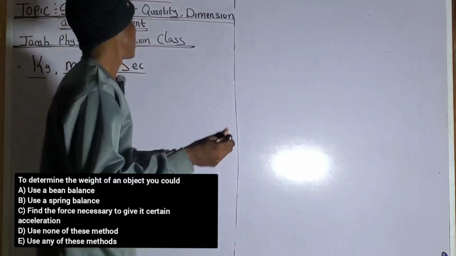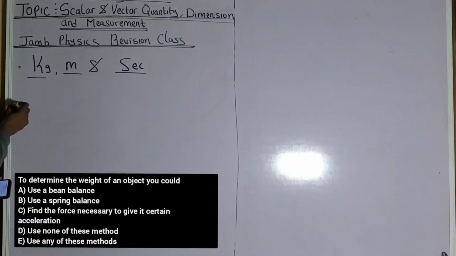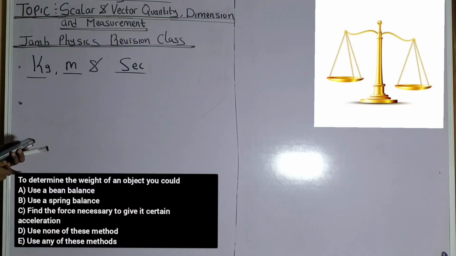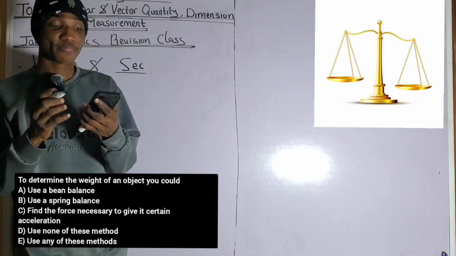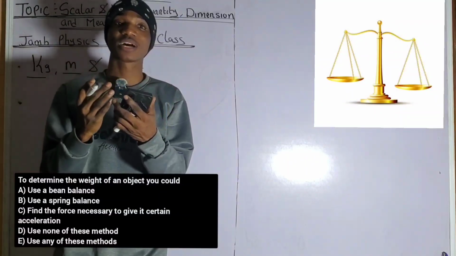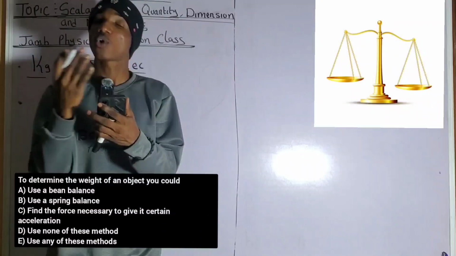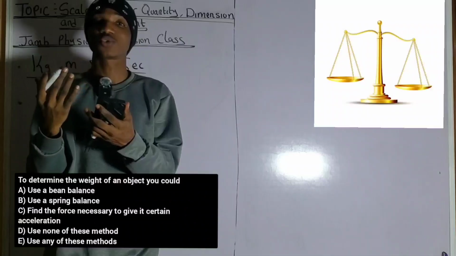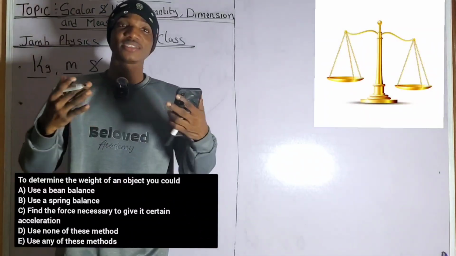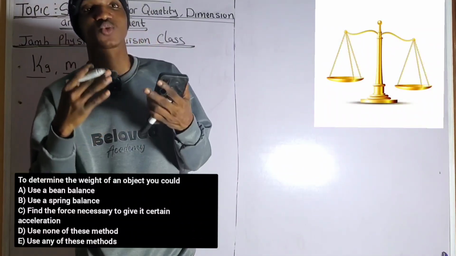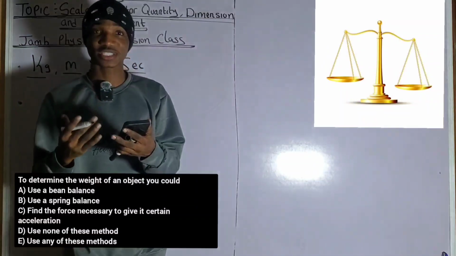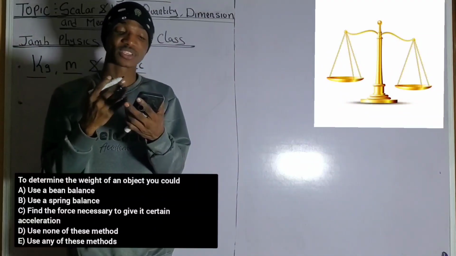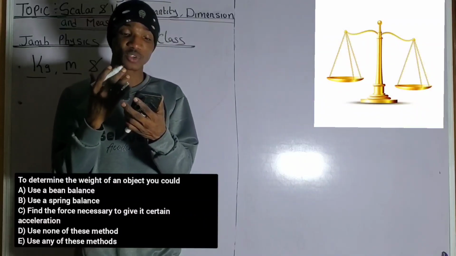You know, a typical example, let me just draw it on the board. You see this? Look at this diagram. In fact, just look at the diagram that you can see on your screen. That diagram here, it works on the principle that it measures the mass of the unknown object using the mass of the known object. You understand? It is an instrument that is used to determine the weight of an object using the mass of a known object. Do you understand? So that first option is used to measure the weight of an object.